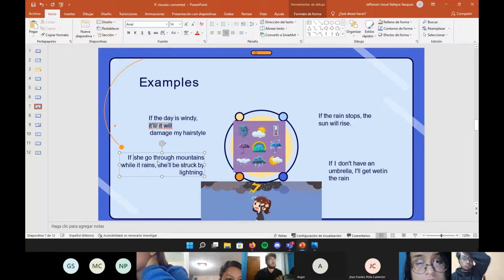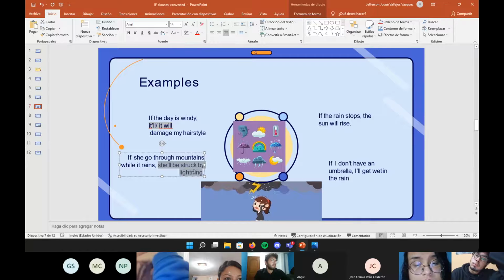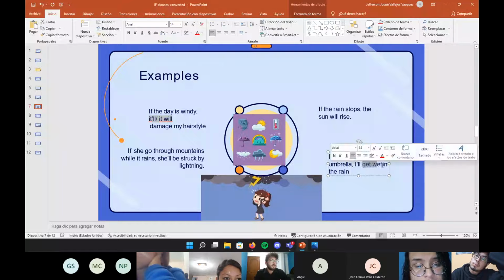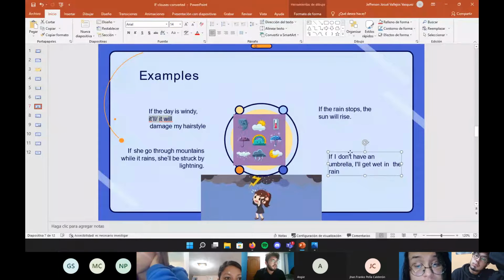It's probable, but it's something that will happen in the future. If she goes through mountains while it rains, she'll be struck by lightning. And to finish, if I don't have an umbrella, I will get wet in the rain. In this case, this part is separated, right?